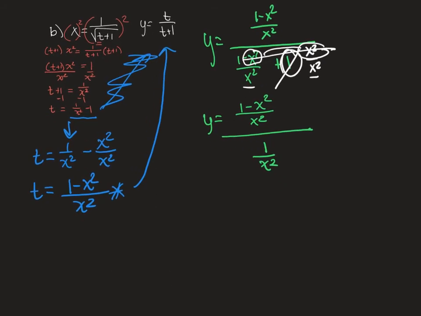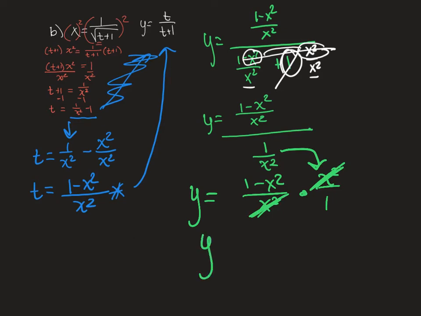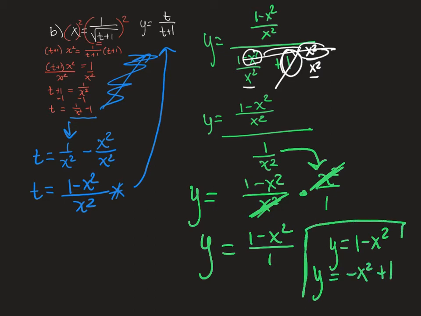So, oops, sorry, need my pen. So what I'm going to have is y equals 1 minus x squared over x squared times x squared over 1. I took this, flipped it, and multiplied. Then what happens is this x squared and this x squared cancel out. So you're left with y equals 1 minus x squared over 1, which is the same thing as y equals 1 minus x squared, which is also the same thing as y equals negative x squared plus 1. Either one of these are right.